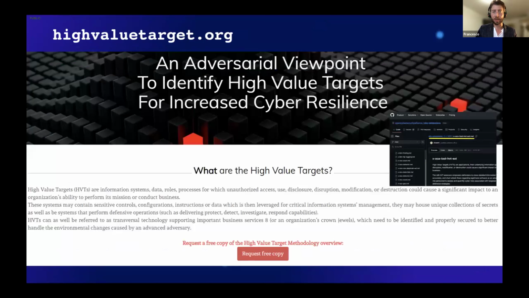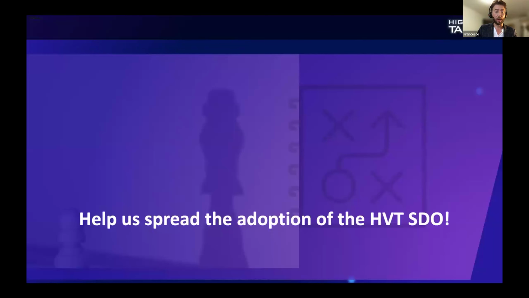Wrapping up, there's a website that we have, highvaluetarget.org. You can read more about the methodology if you wish, but still I encourage to look at the STIX extension GitHub page, because that's where you download it. We need help to spread the word. Here is where maybe many technical people have issues. You create something that you think is valuable, but then you have to promote it. So any idea, any leverage anyone has, it's welcome.